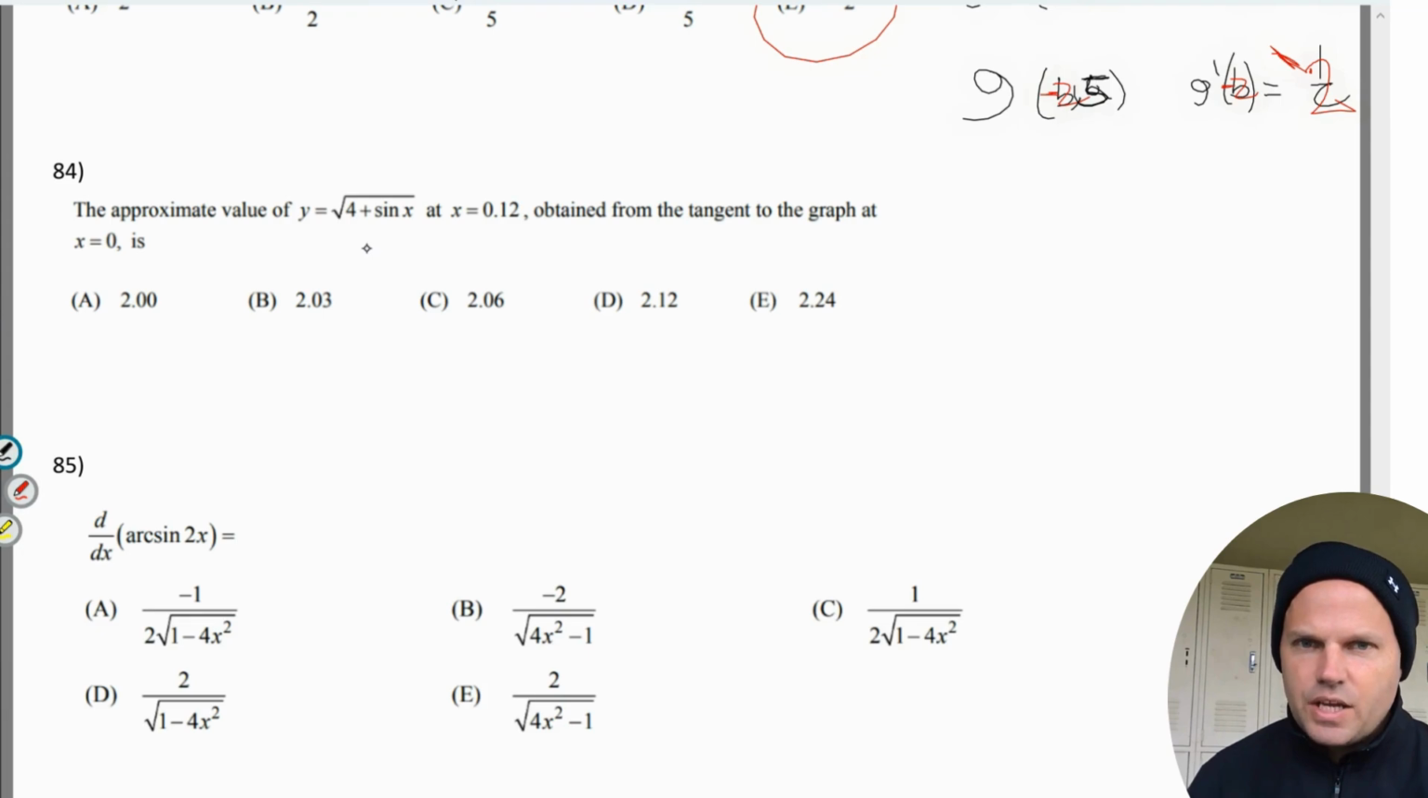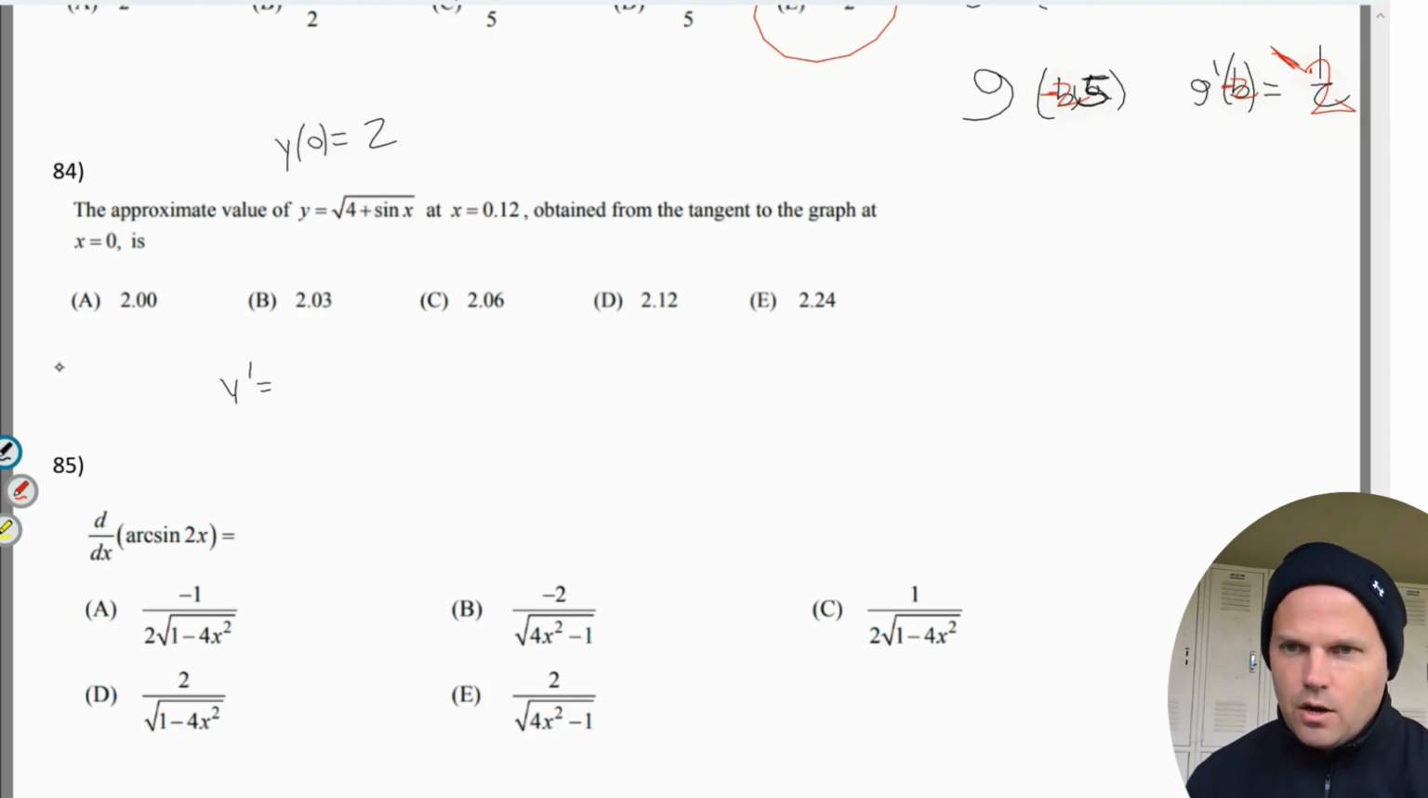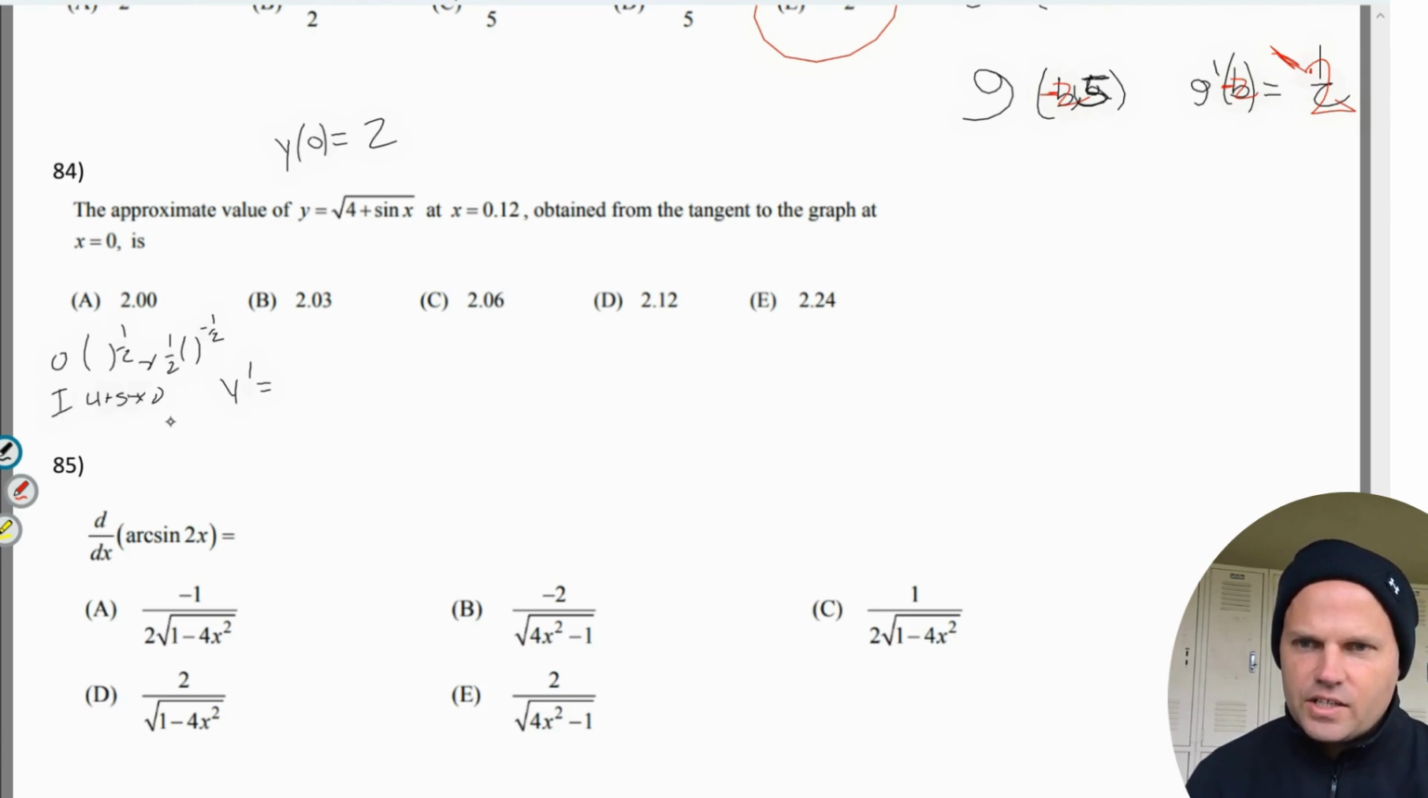Approximate this value obtained from the tangent of the graph at x equals 0. Okay, well, if I plug in x equals 0 to get the y coordinate, I get 2. Square root of 4 is 2. I need the slope. I have a 1/2 power and I have a 4 plus sine x. So it's 1/2 parentheses to the -1/2, and the derivative of 4 plus sine x is just cos x. So the slope equation is 1/2 times 4 plus sine x to the -1/2 times the cosine of x.